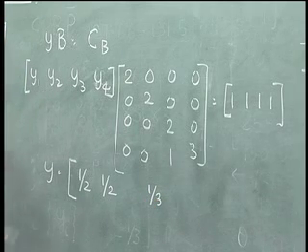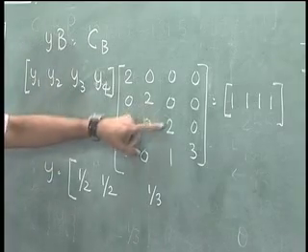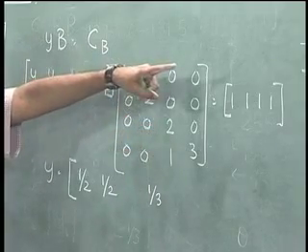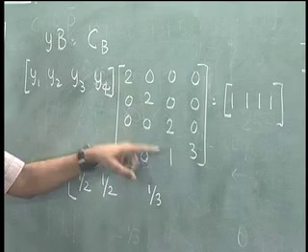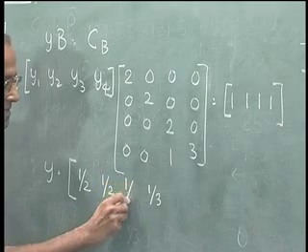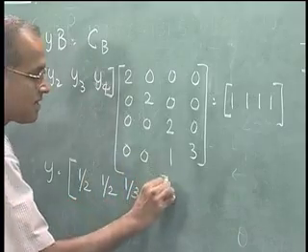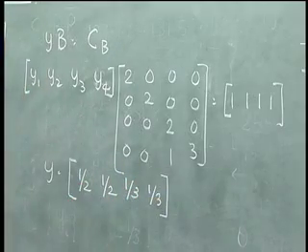From the third equation, 0 y1 plus 0 y2, 2 y3 plus y4 is equal to 1. 2 y3 plus 1 by 3 is equal to 1. 2 y3 is 2 by 3. Therefore, y3 is 1 by 3. So, 2 into 1 by 3 plus 1 by 3 is equal to 1. So, this is our dual y.